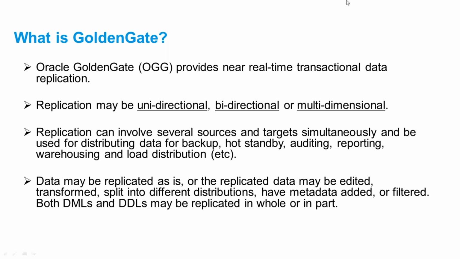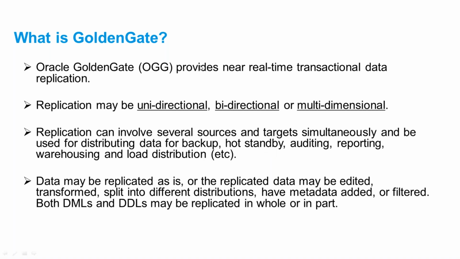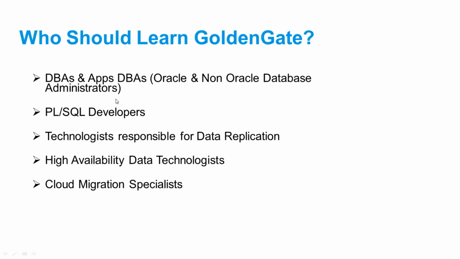Similarly, you can do data transformation as well. What do we mean by data transformation? Say for example, in the source table you have columns called salary and commission, and in the target you have only a salary column. You want the source salary plus commission to be replicated to the target salary column. You can perform data transformation as per your business requirement. Apart from that, you can use Golden Gate to replicate DML as well as DDL transactions. DML means insert, update, delete, which requires explicit commit, and DDL means your alter, modify, which are auto commit.